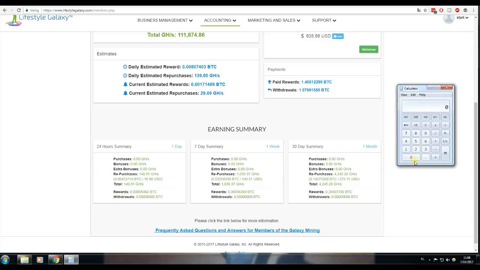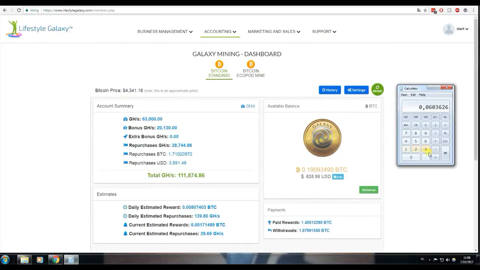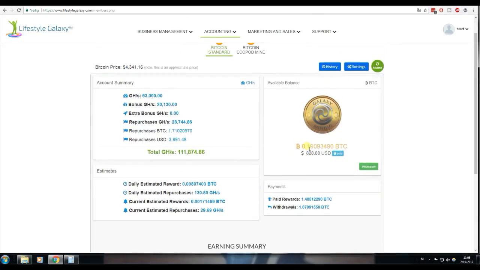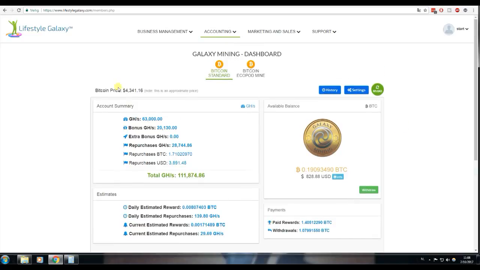So let's calculate how much that is exactly. 0.06 times the current Bitcoin price of 4,341.16. That's $262 on 7 days. It's not bad. I almost have 0.2 Bitcoins in my account. When this price will reach 10,000, I will be very happy when I have some bitcoins in my dashboard.